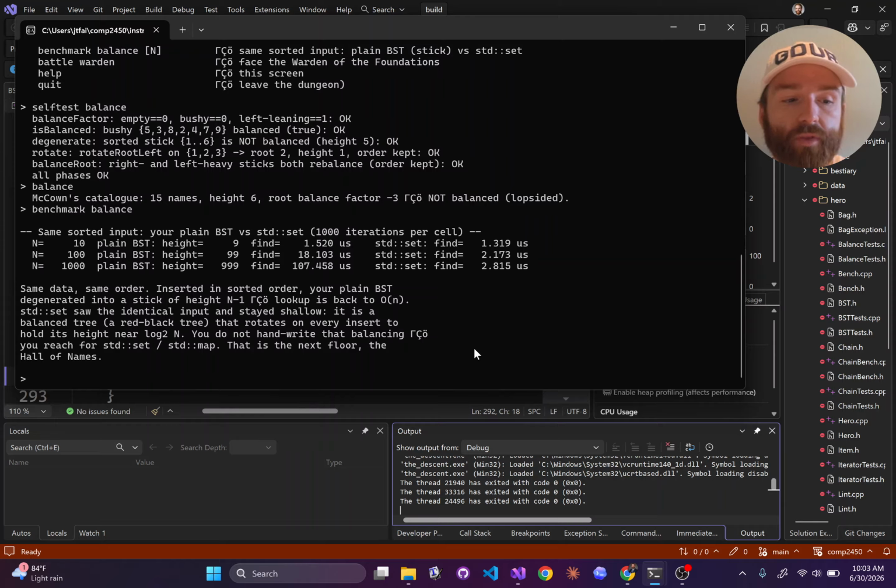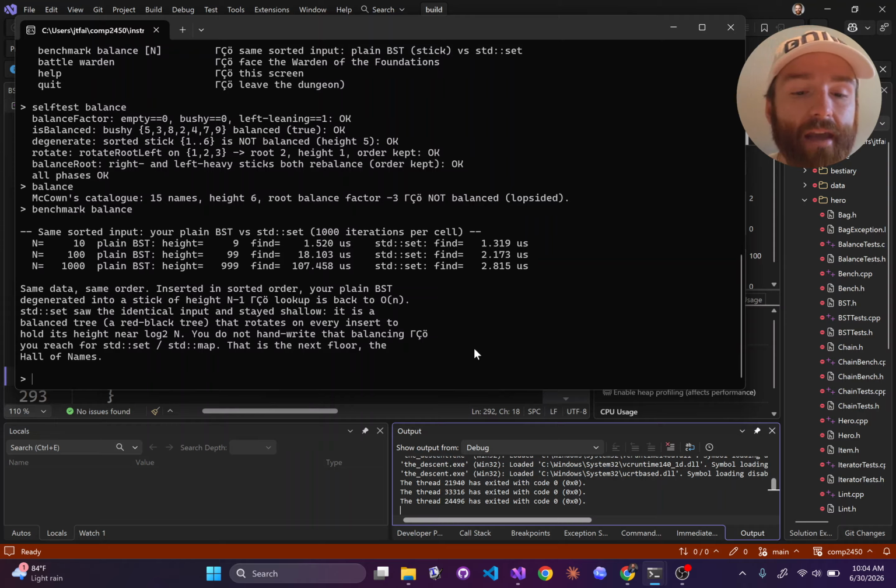Okay, so same data, same order, inserted in sorted order. Our plain BST degenerated into a stick of height n-1. The lookup time goes back to O of n. Yikes. Right? Standard set saw the identical input and stayed shallow. It is a balanced tree, what we call a red-black tree, that rotates on every insert to hold its height near log base 2 of n.